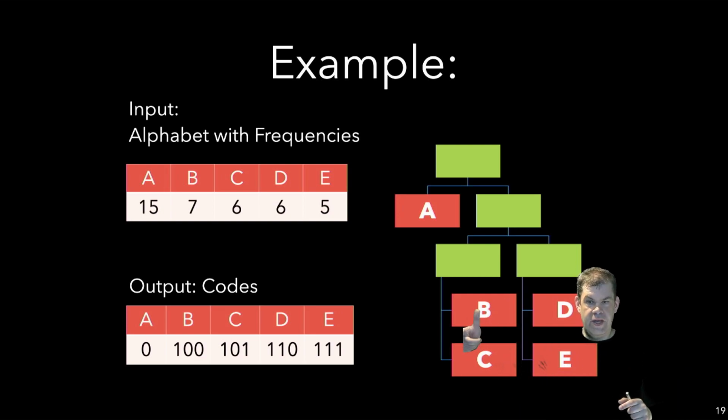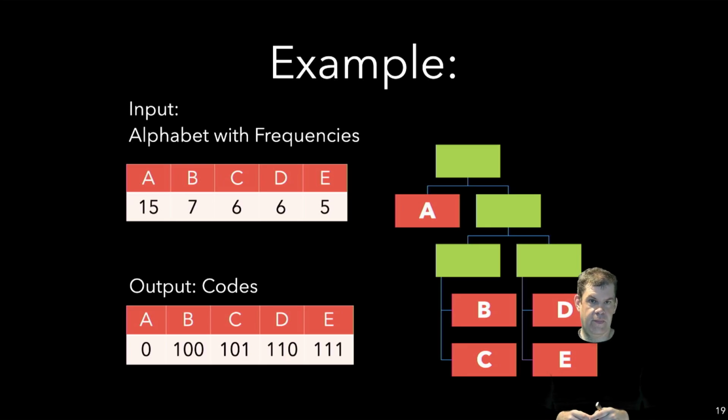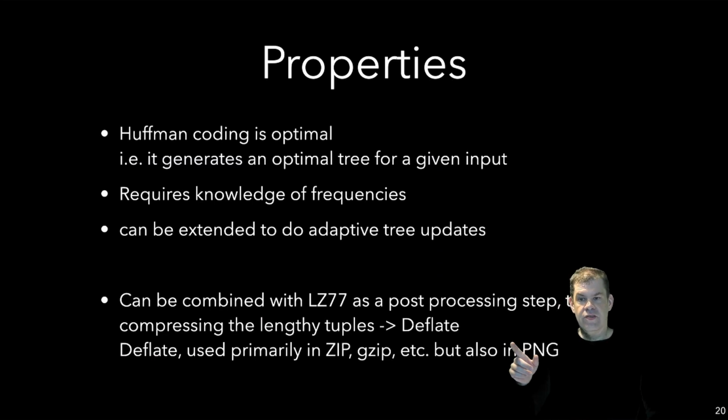Or I could swap B and C here and D and E here. So it's not that this is unique, but out of the ones that give me the shortest length, it's one of those. That, by the way, is not to say that it's perfect. You need to be very careful with the word optimal, because optimal usually has some sort of definition, right? Optimal here means that for integer codes, it's one of the shortest possible ones.